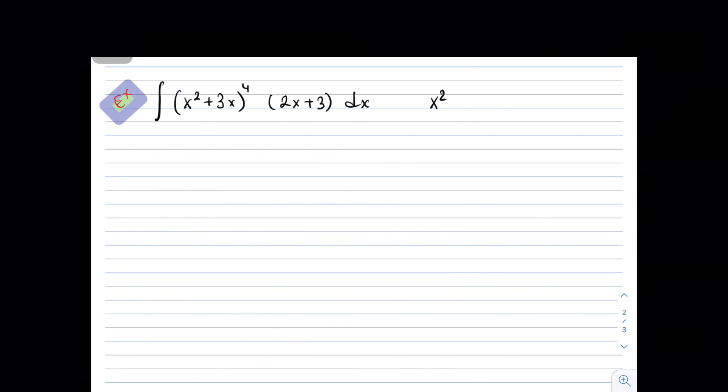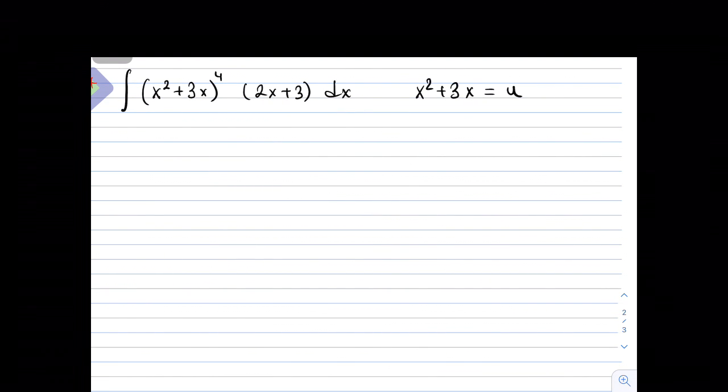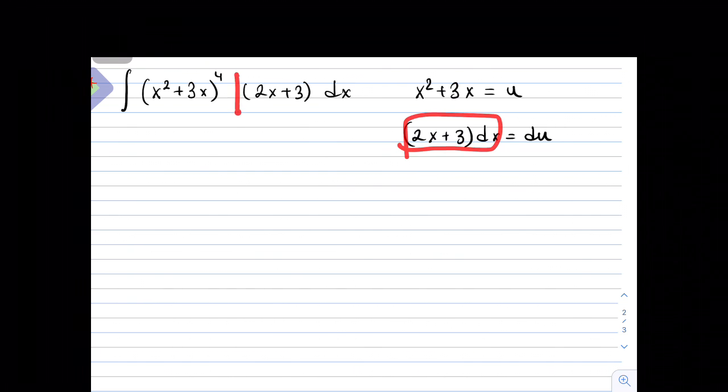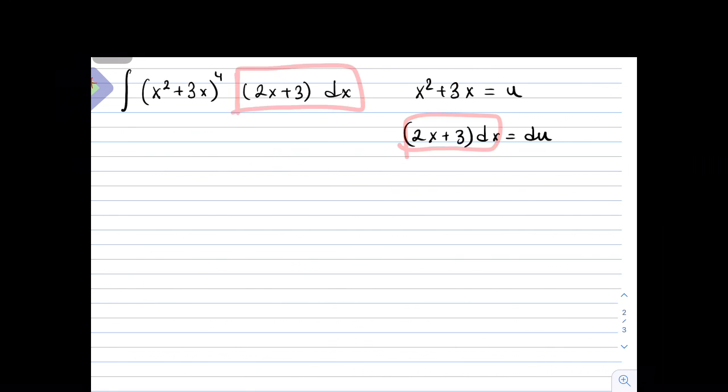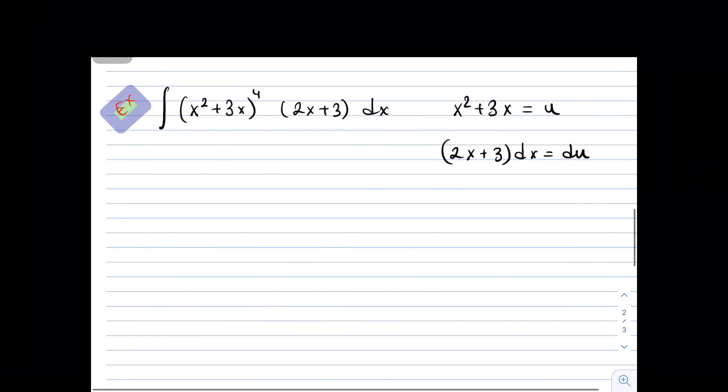x squared plus 3x is equal to u. Take the derivative of both sides. Then this is (2x plus 3) dx. Don't forget this: du. Now look at it. (2x plus 3) dx, (2x plus 3) dx. Isn't it the same thing? It's like a puzzle, right?